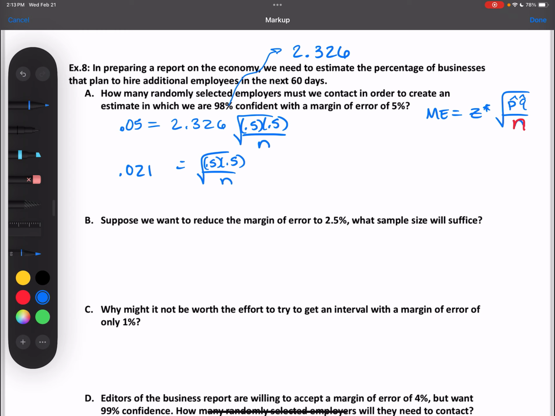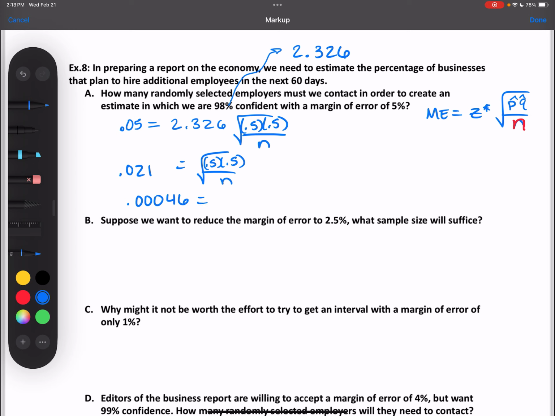I got 4.62 times 10 to the negative 3. Okay, what was your 10 to the what? Negative 4. So 0.00046, is that what you said? Okay.